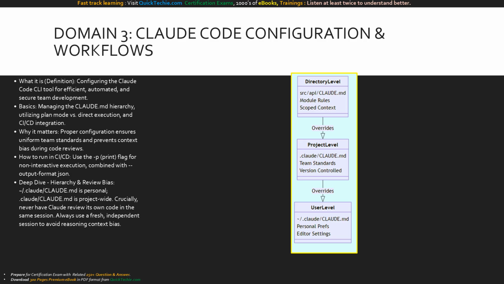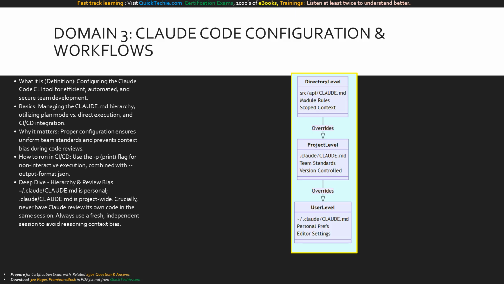To run Claude Code in a pipeline, you must use the -p flag for non-interactive mode. Here is a massive anti-pattern to avoid: same-session self-review. If Claude generates a module, you cannot ask it to review that same code in the same session. It retains its reasoning context and suffers from confirmation bias. Always spin up a fresh session for automated code reviews.